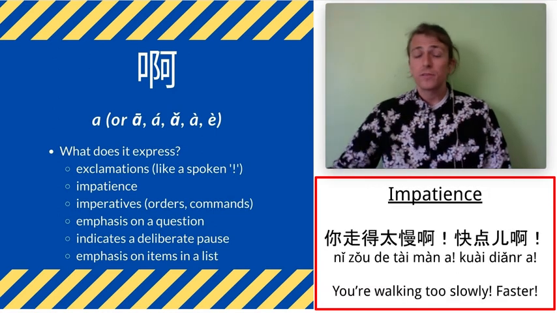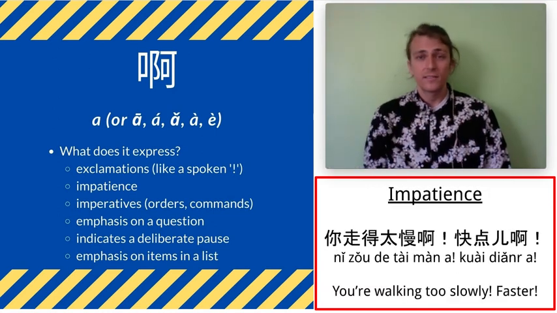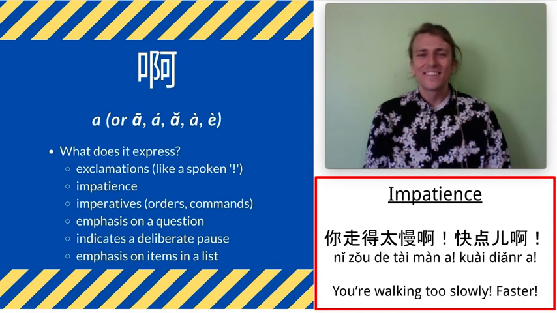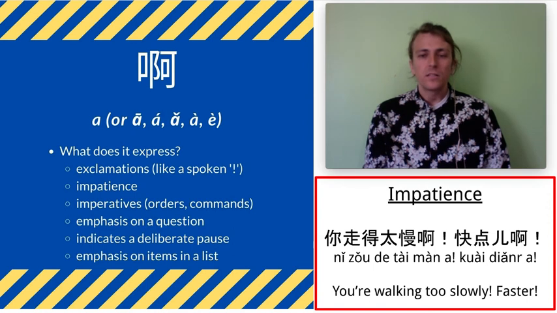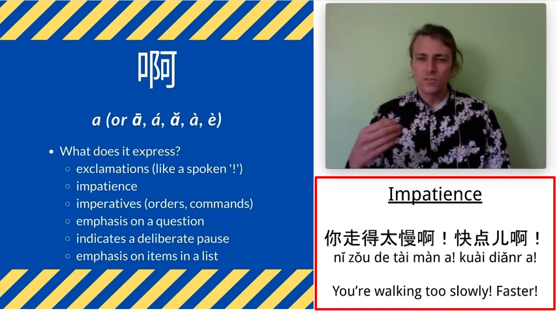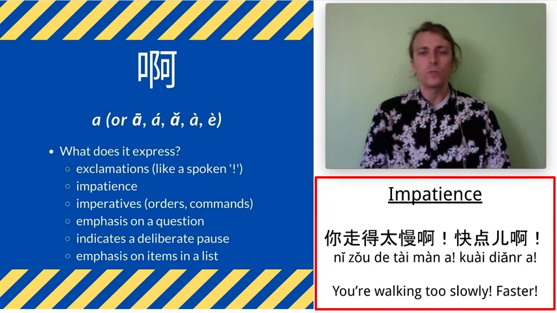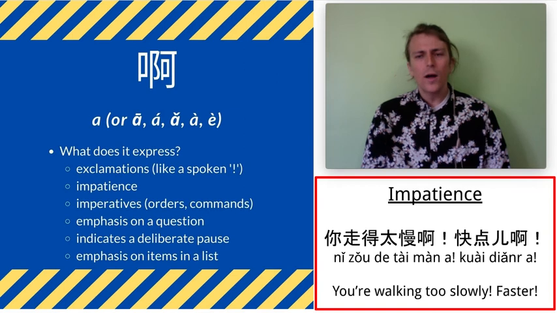This can also be used to express impatience, which of course is just another kind of exclamation, but that's a common time that this is used. So, for example, 你做得太慢啊,快点啊. So you're walking too slowly, faster. So it just gives extra stress to what you said before that. It gives a little oomph, the oomph of an exclamation. So 你做得太慢啊,快点啊.